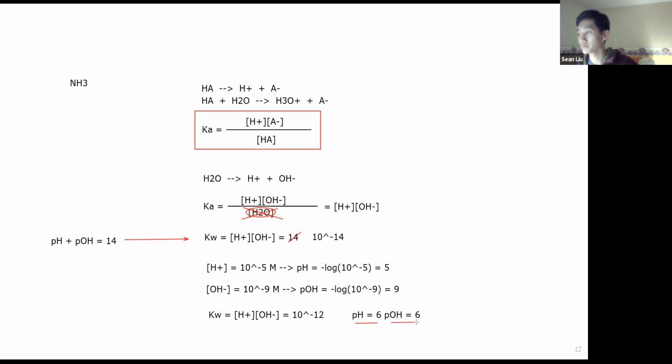That's why most of the problems you'll run into, like AP and USNCO, are all going to implicitly say that the temperature is 25 degrees Celsius. If they change it, then you need to account for this. But remember that pH equals 6 doesn't fully justify a solution being acidic. You have to see the other side of it. How does it compare with pOH? Then that would determine whether it's acidic.